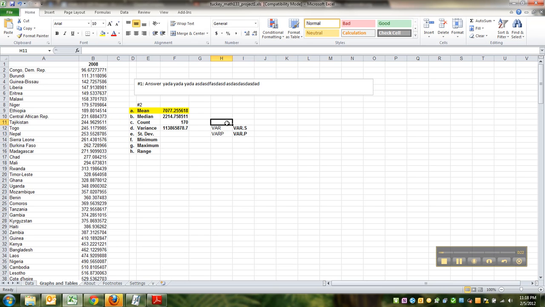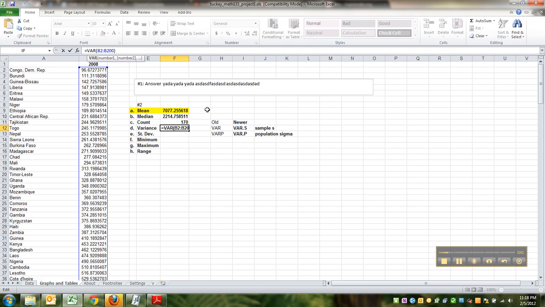Okay, so these are the old versions of Excel. These are the newer versions of Excel. This one is for sample s, right? And this is for population sigma. So you use whichever one you feel is appropriate. I'm going to let you figure that out. So VAR.S or VAR.P, whichever one is the Excel version you have.